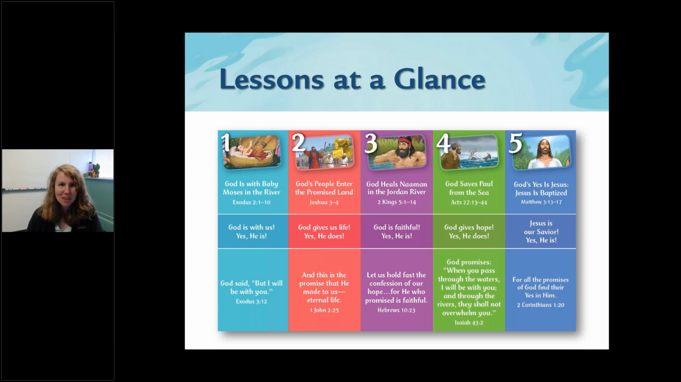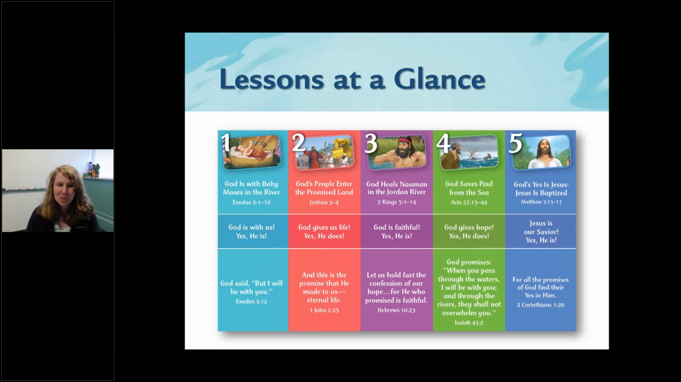Naaman was a person who had leprosy, and God had some very special instructions for him to be made whole, to be cleansed from his leprosy. And we remember here that God is faithful. Yes, He is. When God says something, it will come true.